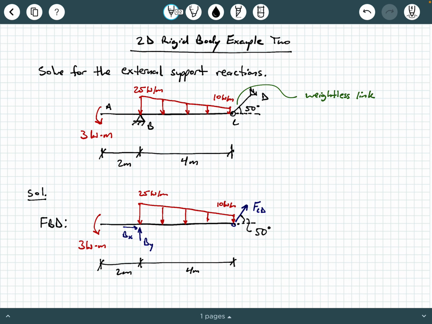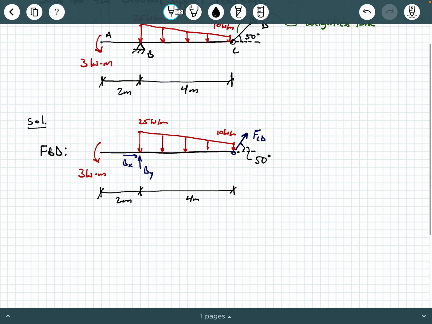So this is our free body diagram. It looks a lot like the original figure, except we're showing very clearly the unknown support reaction forces in the system. Now remember, we know that we have 3 external support reactions, Bx, By, and FCD.